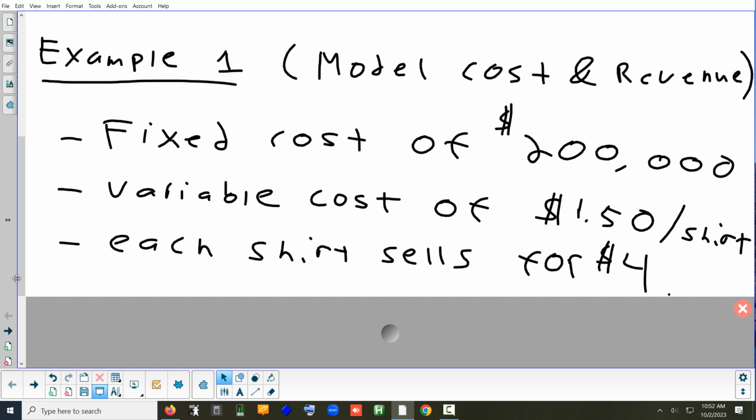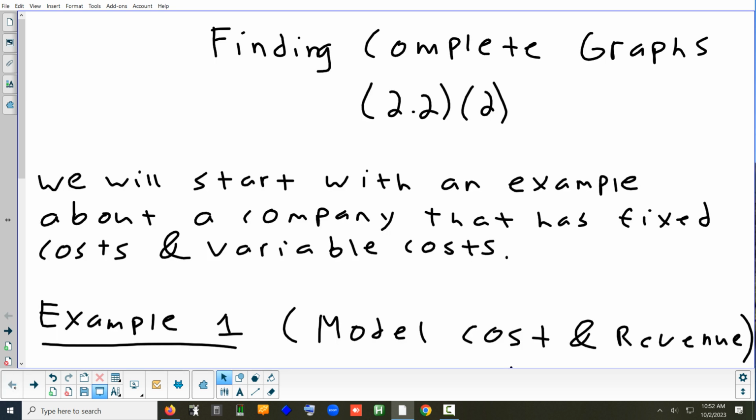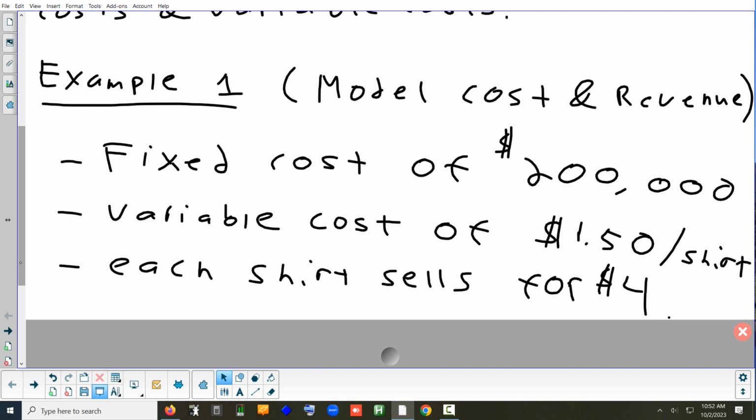Now there's a few different terms that are going to come up here. The terms that we're going to see are cost, revenue, and profit. So just make sure we understand the difference between them. Cost is basically money that's leaving the company, right? Anything that they have to spend. So whether it's a fixed cost or a variable cost, that's money they spend. Revenue is money that they take in. So in this case, it would just be 4 times how many shirts they sell.